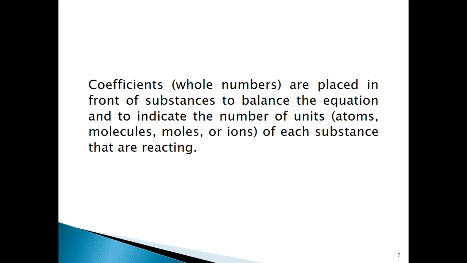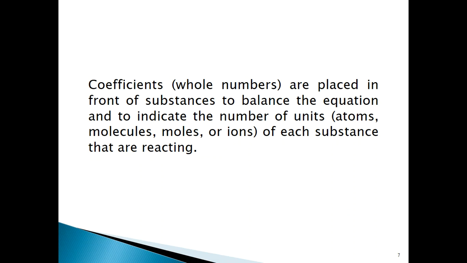Now, what you saw just a while ago is an equation, but the equation is not balanced. And what does that mean? Basically, it comes down to showing that the conservation of mass law is obeyed. In other words, the number of atoms on one side of the equation must be equal to the number of atoms on the other side.